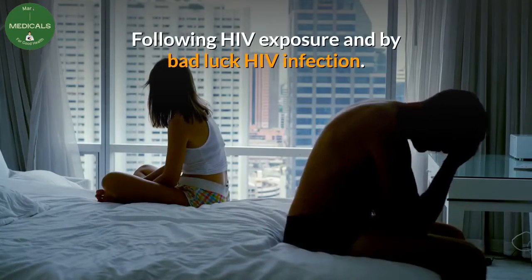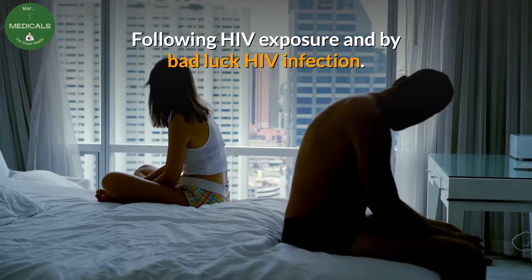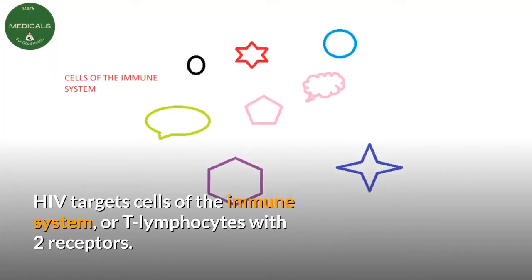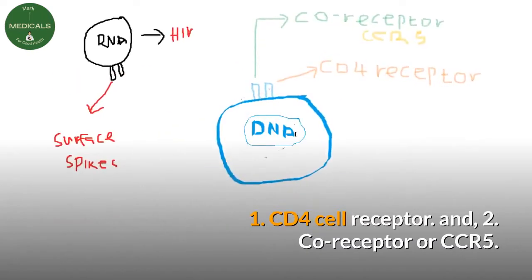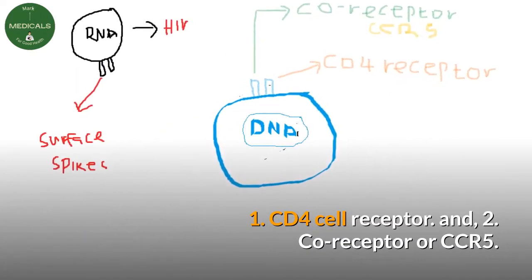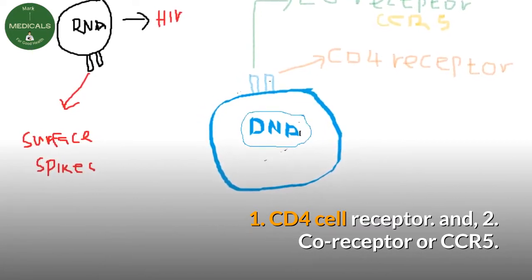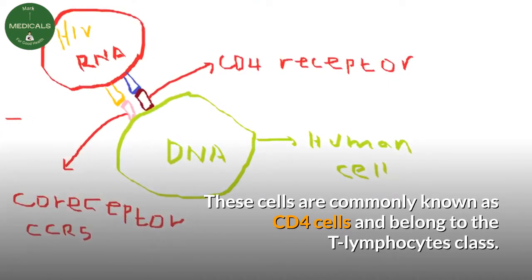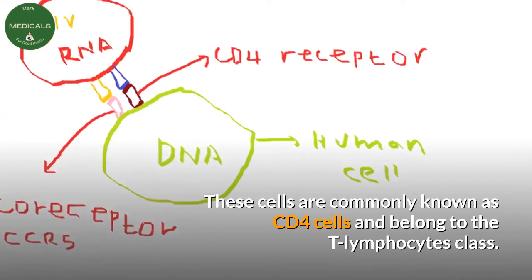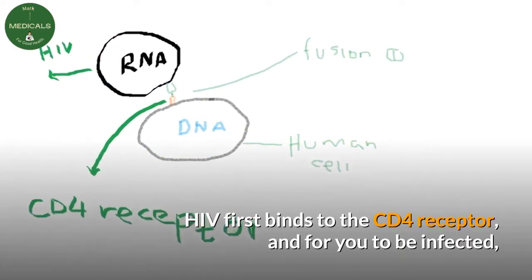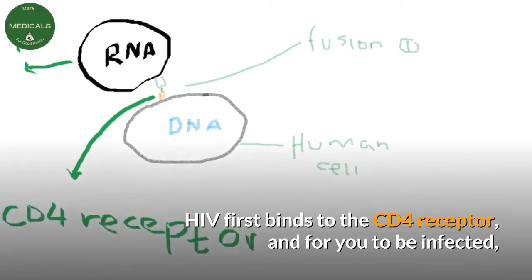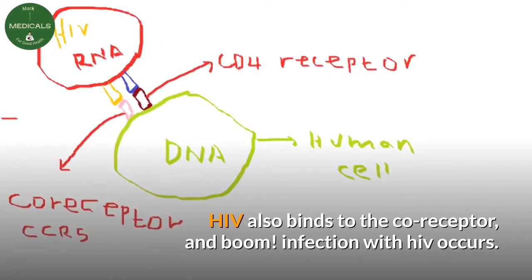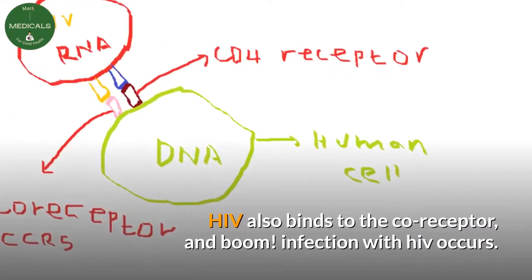Following HIV exposure and, by bad luck, HIV infection, HIV targets cells of the immune system, or T lymphocytes, with two receptors. One, CD4 cell receptor, and two, co-receptor or CCR5. These cells are commonly known as CD4 cells and belong to the T lymphocytes class. HIV first binds to the CD4 receptor, and for you to be infected, HIV also binds to the co-receptor, and boom. Infection with HIV occurs.